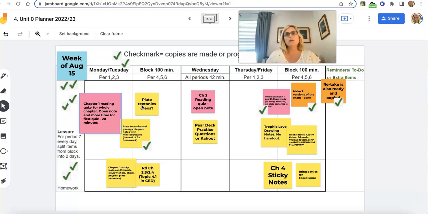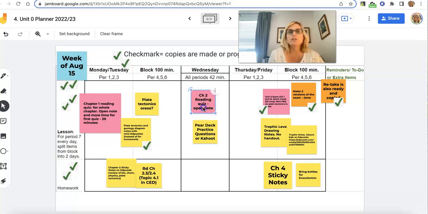I did not do it that way last year, but I decided to do it that way this year. Okay, so we're going to do some plate tectonic notes. We're going to read in the textbook. I'm going to do reading quizzes for chapter 2. Again, open note but timed.